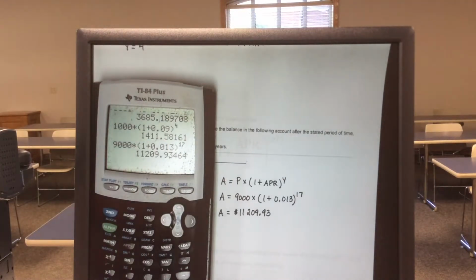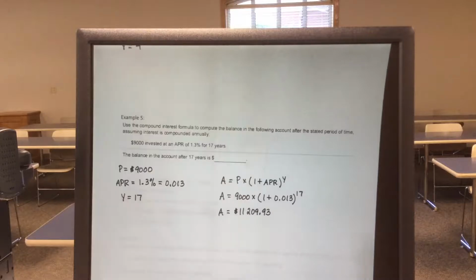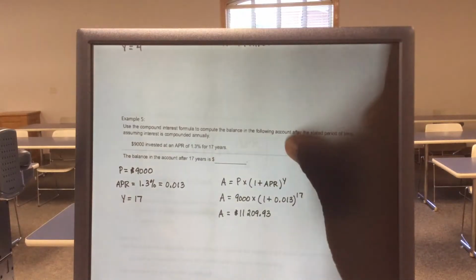Now to the nearest cent, we're going to say that this will be $11,209.93. And when I say to the nearest cent, we always round to 2 decimal places. So the balance in the account after 17 years is $11,209.93.